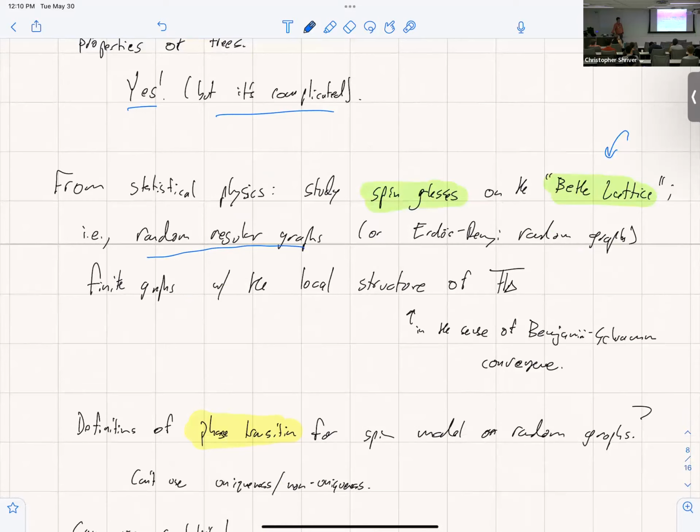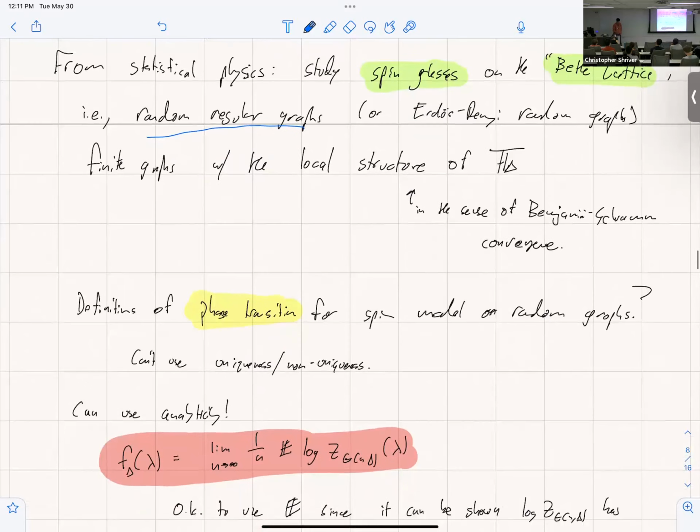Okay, but now we can ask, let's take our favorite spin model and look at it on a random graph that's locally tree-like. What definitions of phase transition will work or not work? Well, you can't use uniqueness, non-uniqueness, right? It's not an infinite graph. You can't set some boundary condition, it really is a finite graph, and there's no way to keep extending it and extending it.